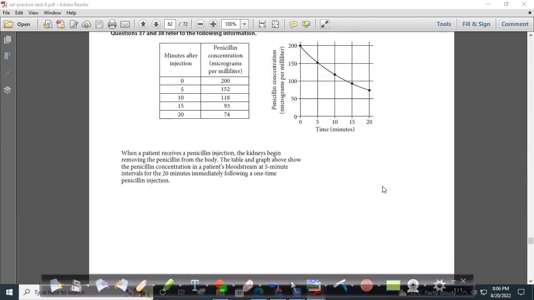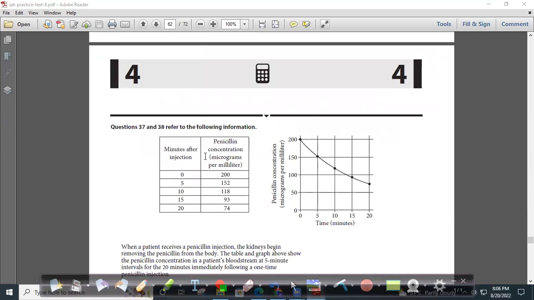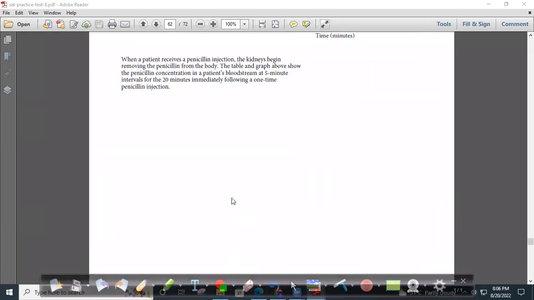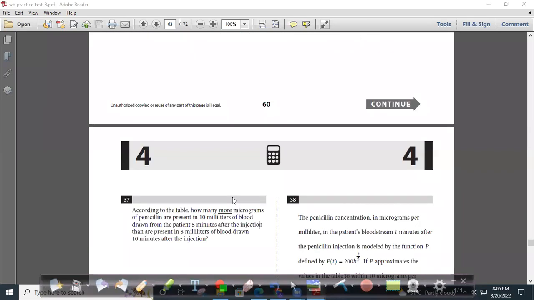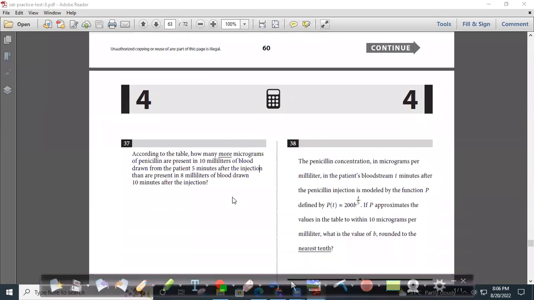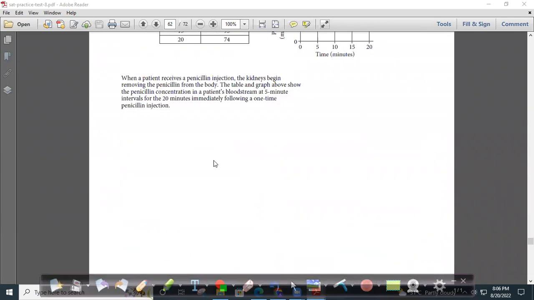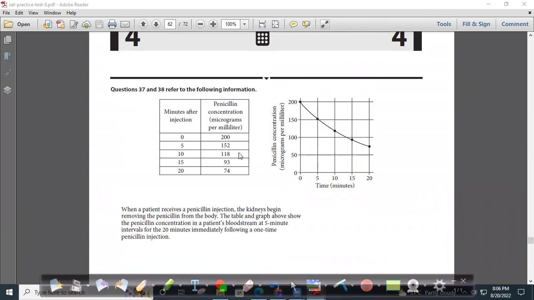Okay, if I want to solve this question, how simple is this? Minutes after injection, penicillin concentration. So 5 minutes after injection, penicillin concentration is 152, 10 minutes after is 118. The penicillin concentration in micrograms per milliliter in the patient's bloodstream, t minutes after the penicillin is given, is modeled by the function P of t. What is the value of b? So after 5 minutes, it is 152.